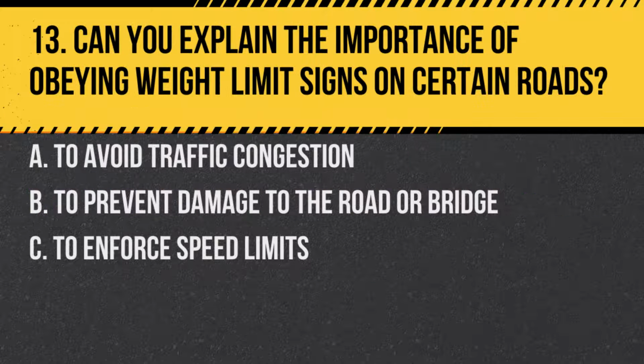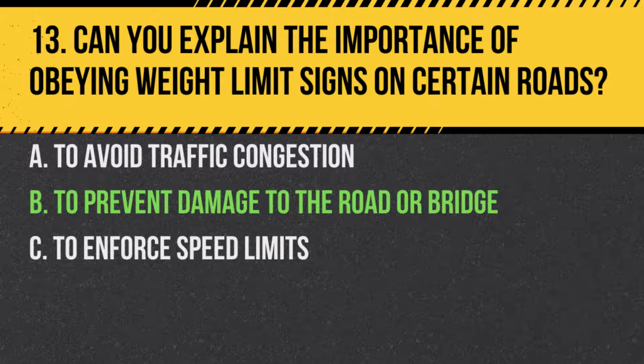Question 13. Can you explain the importance of obeying weight limit signs on certain roads? A. To avoid traffic congestion. B. To prevent damage to the road or bridge. C. To enforce speed limits. Answer B. To prevent damage to the road or bridge. Weight limit signs are placed to prevent heavy vehicles from causing damage to certain roads or bridges that cannot support them.